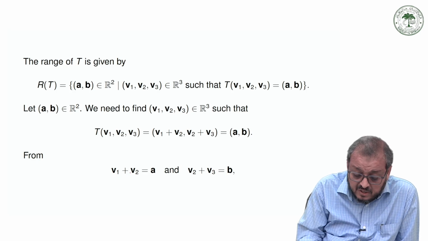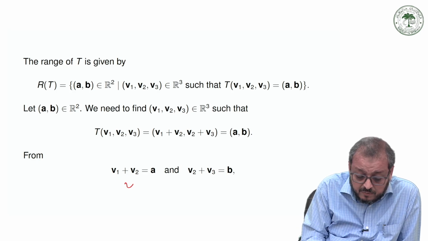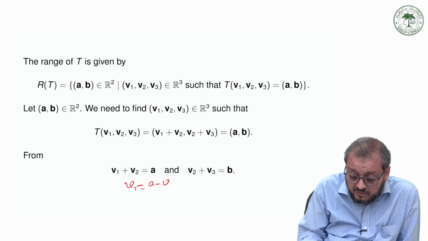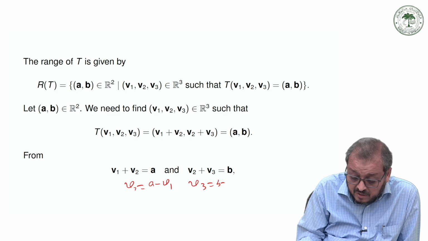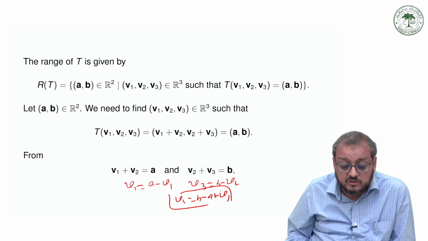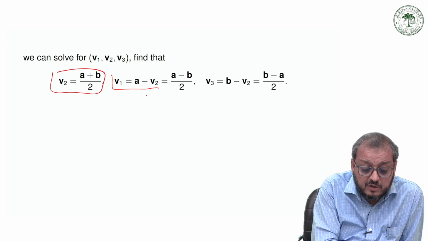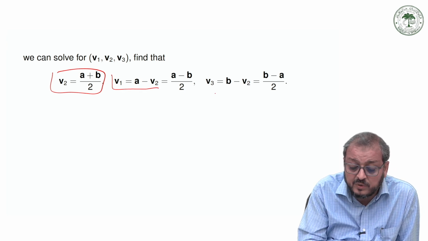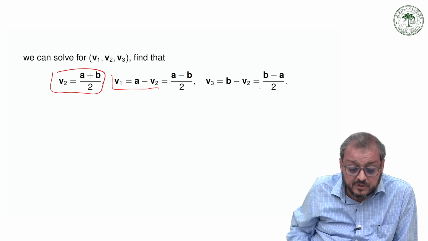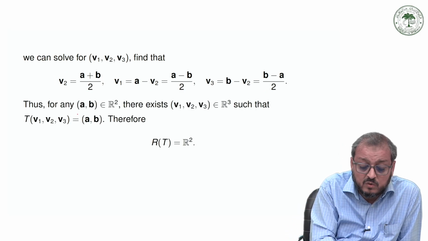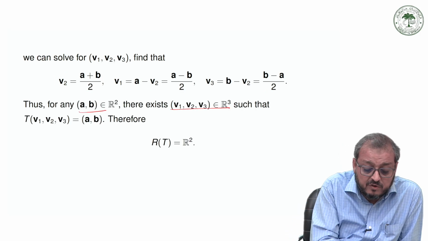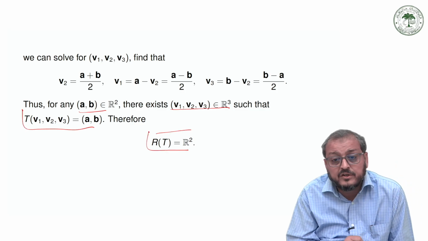Eliminating, v1 can be written in the form of a minus v2, and v3 can be written as b minus v2. So v3 can be written as b minus a plus v1. So we just take v1 equal to a minus v2, v2 equal to a plus b by 2, and v3 equal to b minus this, so b minus a. Now substituting these values into this (a, b) in R2, so T of v is onto R2.